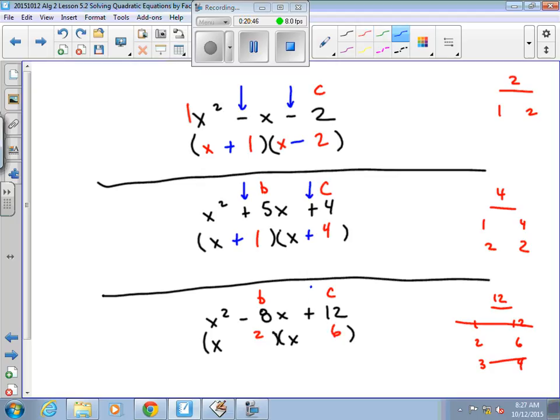This one tells us they're the same or they're different. What are they? The same. And this one tells us since they're both the same, they're both what? Negative. So minus 2, minus 6.